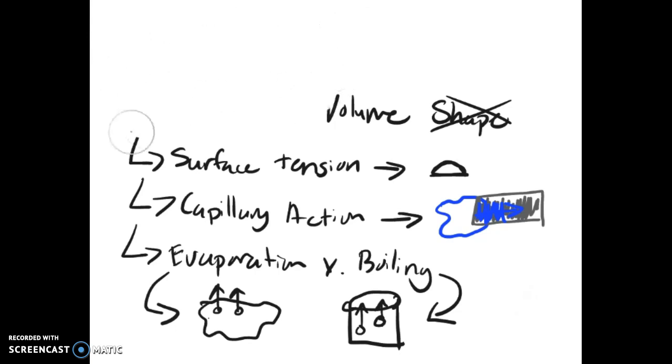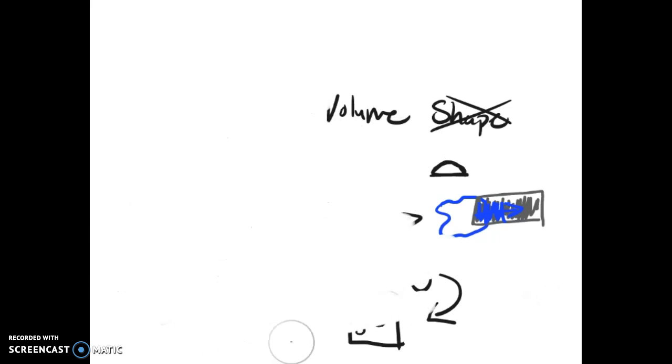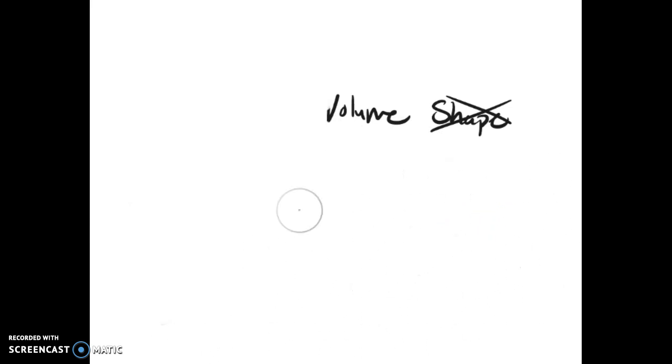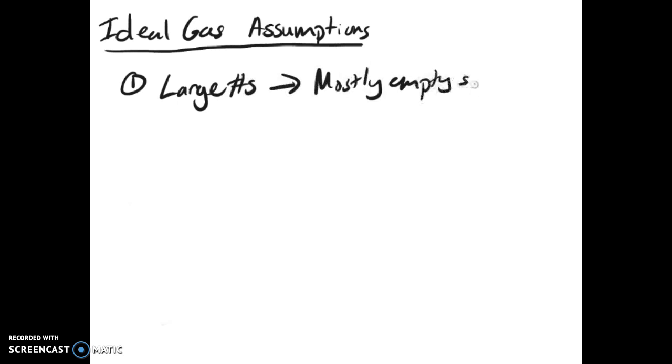Now, we don't actually get to talk about gases. We have to talk about ideal gas assumptions first. Because in order to follow kinetic molecular theory, we have 5 main assumptions about what an ideal gas would do. The 5 assumptions are that gases consist of large numbers of small particles that are very, very far apart. So that means that gases are mostly empty space. Or as empty as you can be.